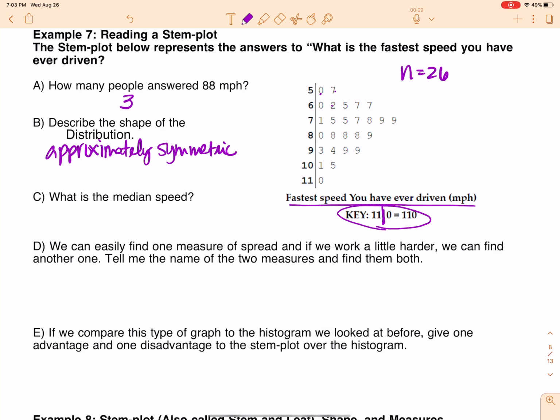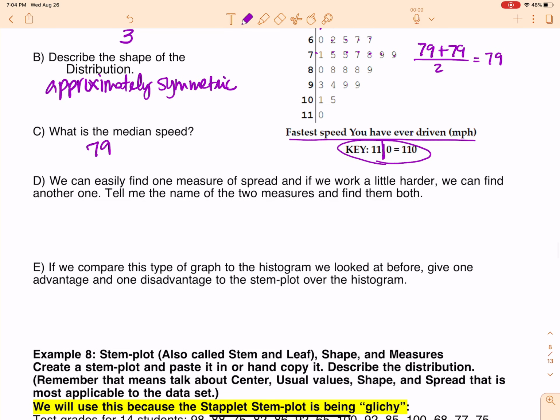So 1, 2, 3, 4, 5, 6, 7, 8, 9, 10, 11, 12, 13, and 14. So the 13th number and the 14th number get added together and divided by 2, which of course is 79. So that's your 79 right there. If I'd had 27 pieces of data, then I would just have taken the 14th piece from the beginning, and that would have given me my answer.